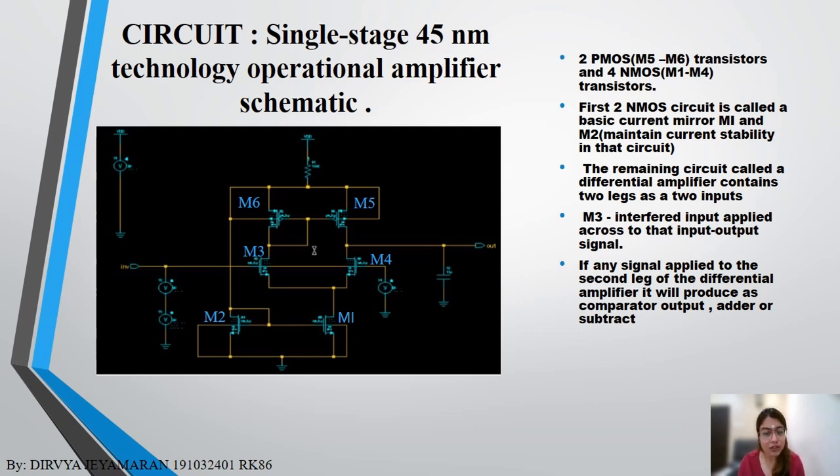The remaining circuit, called a differential amplifier, contains 2 legs as 2 inputs. M3 interfered input applied across to the input-output signal. If any signal is applied to the second leg of the differential amplifier, then it will produce a comparator output, adder or subtract.